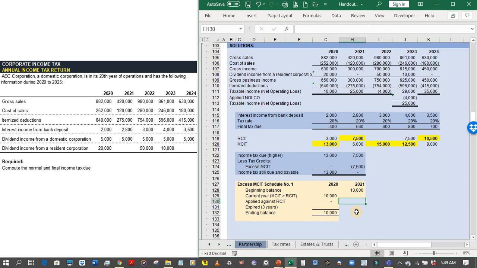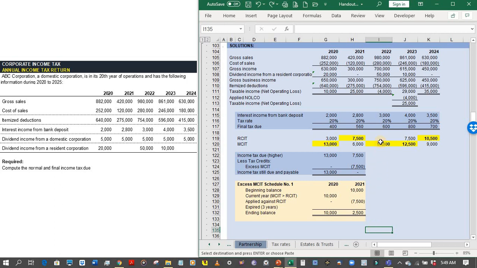Now, since we already applied 7,500 because RCIT is higher in 2021, it means that this section has a deduction of 7,500 pesos. And again, there is no expiration in 2021. So our ending balance in 2021 is 2,500 pesos. Now let us proceed to 2022.